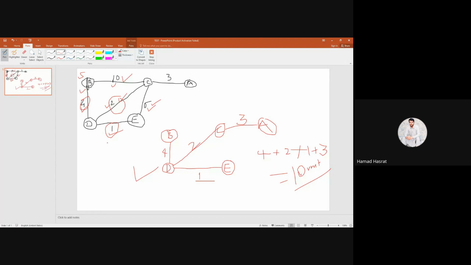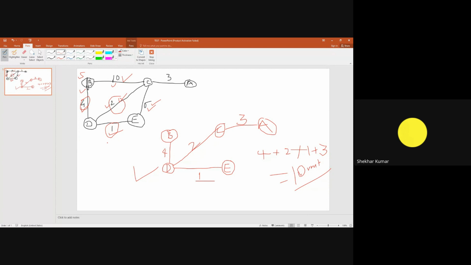Sir, I have one question. Does it differ in a directed graph or not? Okay, tell me, what is your question? Does it differ in a directed graph or not? This is an undirected graph. This is not a directed graph.